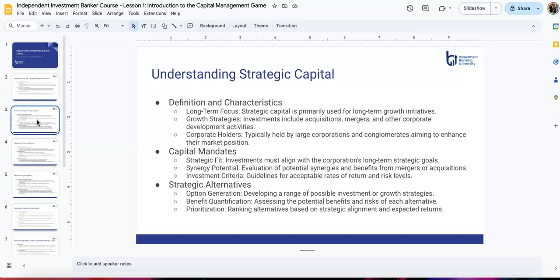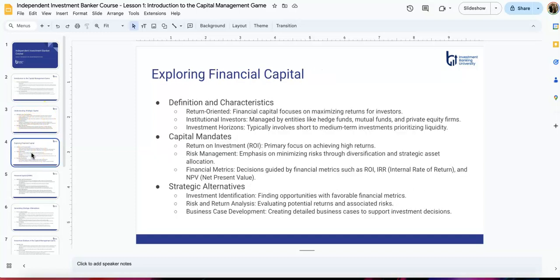To figure out what is the best way to deploy our strategic capital to the highest and best use. So we're going to get involved in benefit quantification, the analysis work that's done, insight generation accordingly, and then prioritizing and ranking alternatives based upon strategic alignment and expected returns.